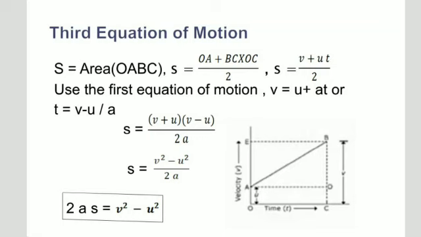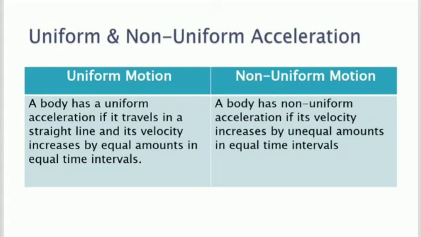Next, uniform and non-uniform acceleration. Uniform acceleration: a body has uniform acceleration if it travels in a straight line and its velocity increases by equal amounts in equal time intervals. Non-uniform acceleration: a body has non-uniform acceleration if its velocity increases by unequal amounts in equal time intervals.